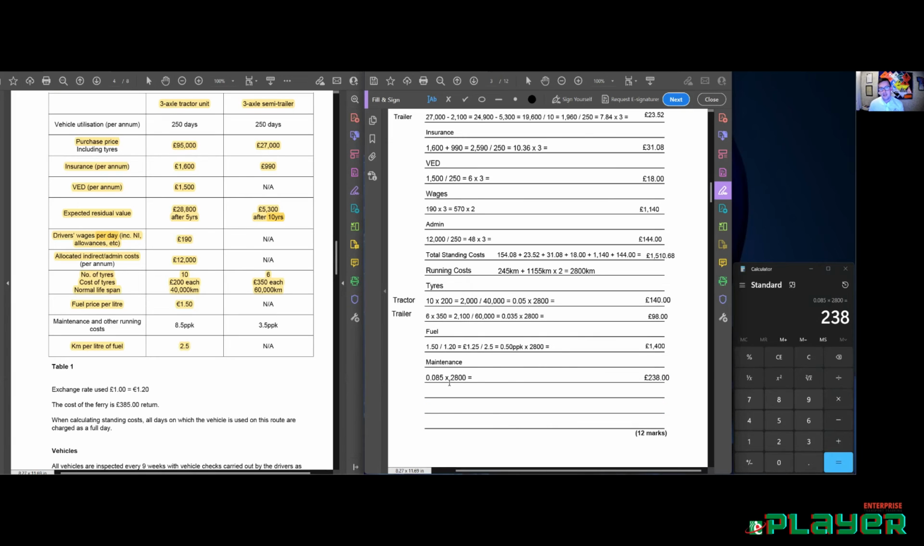Now, if I were to do the maintenance and I just did 8.5 times by 2,800, that comes out at 23,800. That would be a very, very high maintenance cost. And that's why expressing that 8.5 ppk as a decimal, like you've done with all the others, is really important. That's why they've expressed it in the manner they have, to test you into making sure that you can put that on the page correctly.